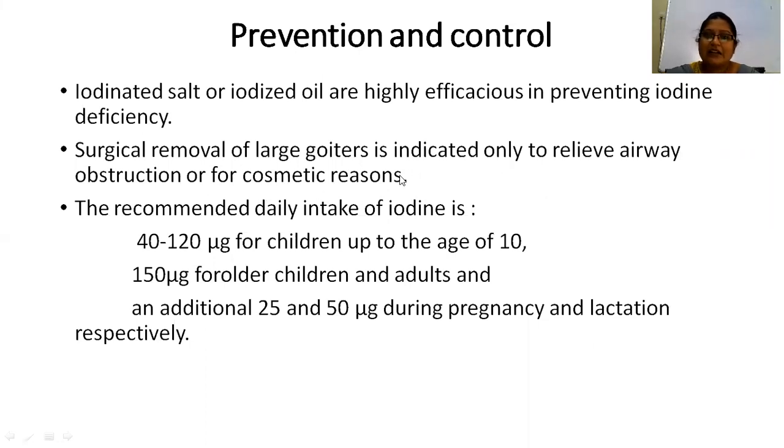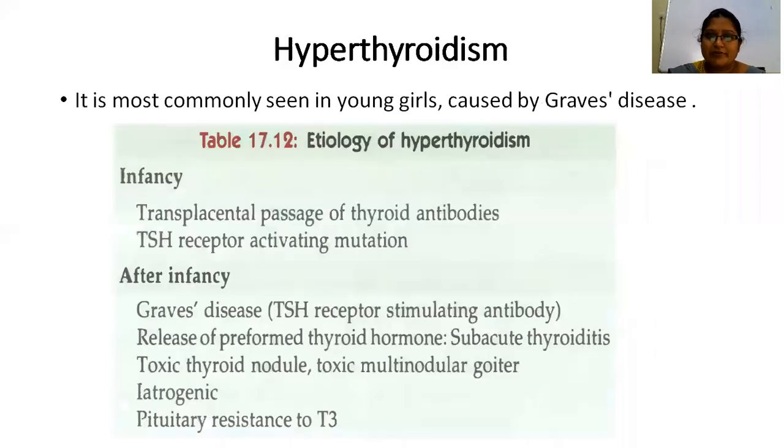What are the sources of iodine? Sea fish, milk, and bread. And then what is the RDA for children until 10 years? It is 40 to 120 micrograms. For older children, 150 micrograms. And then during pregnancy and lactation, an additional 25 to 50 micrograms.